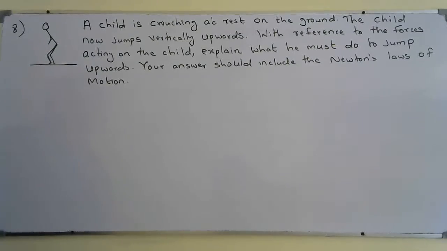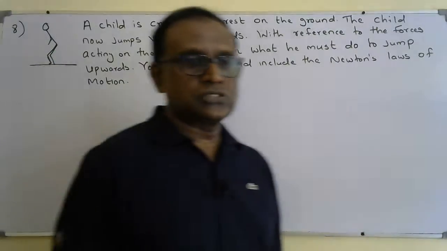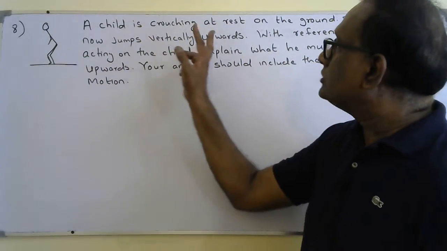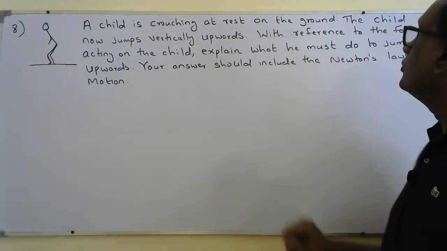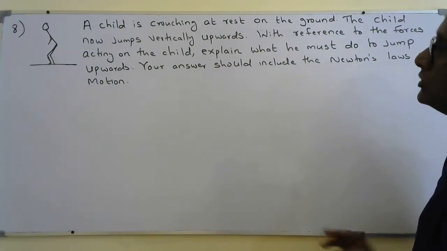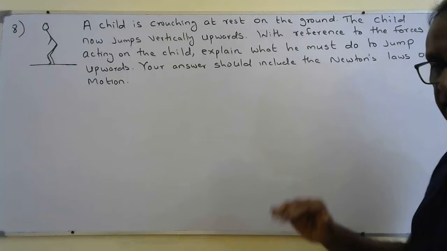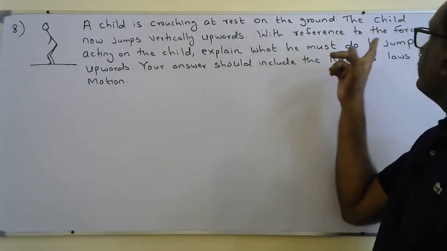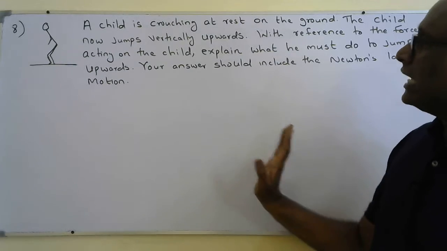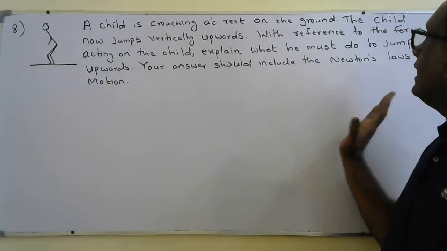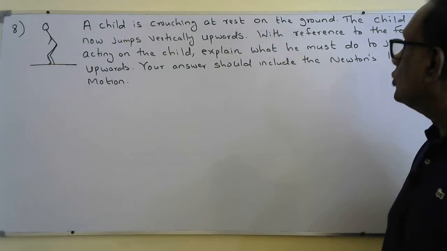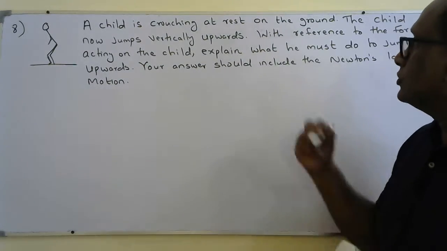Okay, so this is also one of the old questions. A child is crouching at rest on the ground. The child now jumps vertically upwards. So initially he was at rest, now he is jumping vertically upwards. With reference to the forces acting on the child, explain what he must do to jump upwards. Your answer should include Newton's laws of motion.